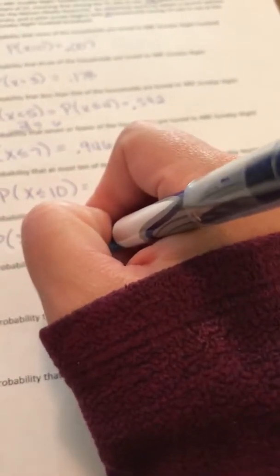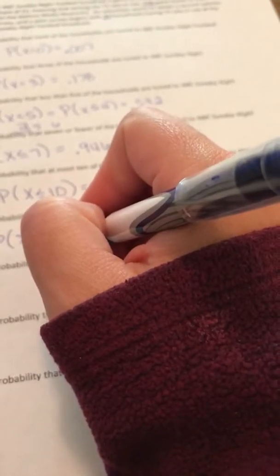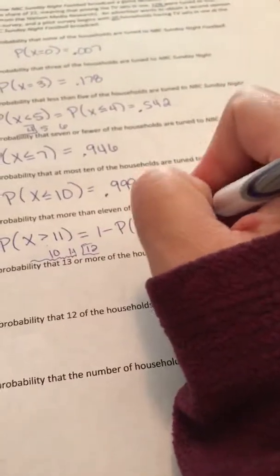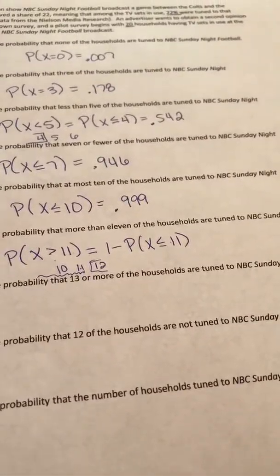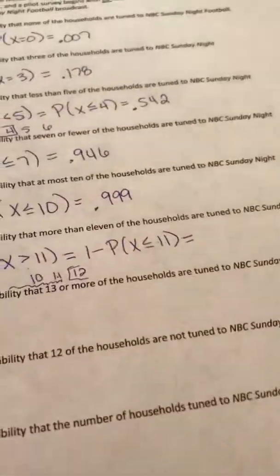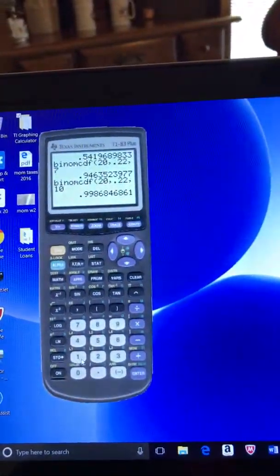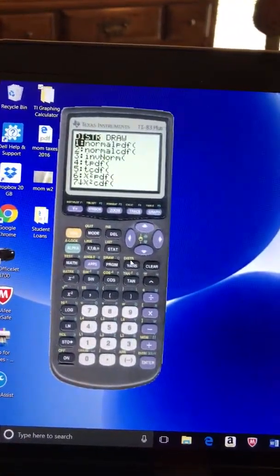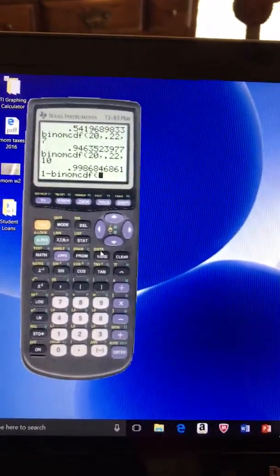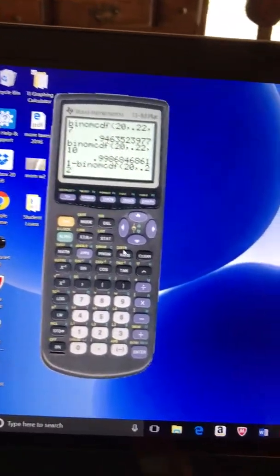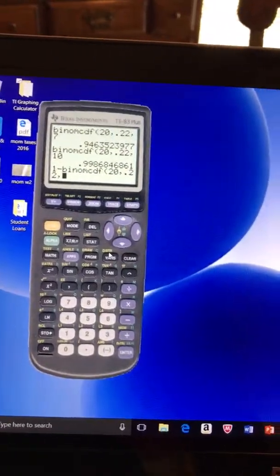But for strictly greater than 11, you want to keep the values 12 and higher, which means you need to get rid of 11 and lower. So if it's strictly greater than, you don't have to decrease by 1. You just do 1 minus the probability that x is less than or equal to 11. So we would do 1 minus binom CDF. And we do 20, comma, P is 0.22, comma, 11.